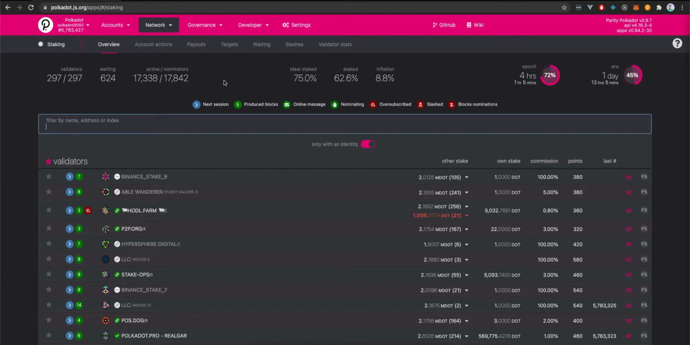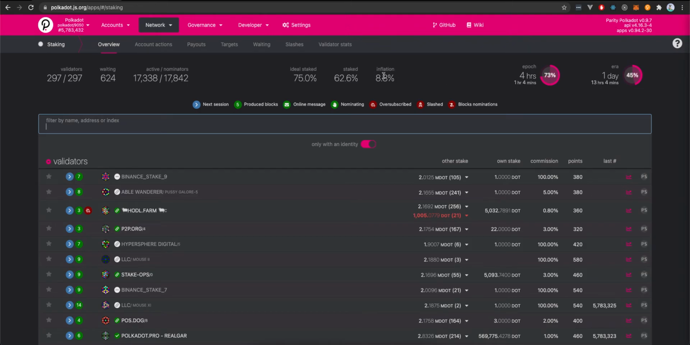So yeah, that's the current situation on the minimum requirements, and they did it just because there was an issue of too many nominators staking a very small amount, and again the memory of the WebAssembly was exhausted. But anyway, another thing to note would be how much of the value of DOT overall is staked, what the ideal stake is, and what the inflation is.